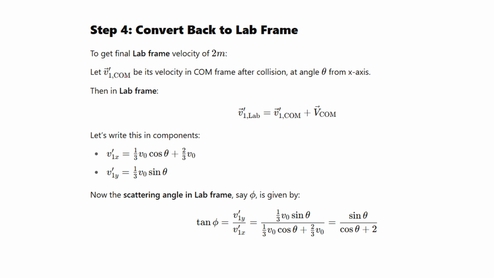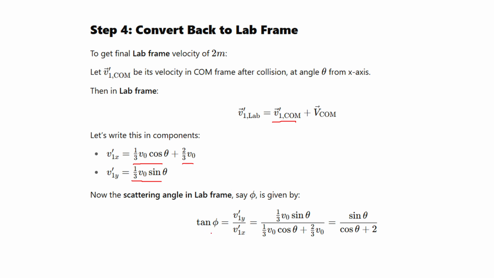Now in the center of mass frame we have calculated the magnitude and direction. So in lab frame, velocity of 1 in lab frame will be velocity of 1 with respect to center of mass plus velocity of center of mass. With respect to center of mass, in x direction this is 1/3 v0 cos theta, and velocity of center of mass was of course in x direction, that is 2/3 v0, and in y direction it is 1/3 v0 sin theta, and in y direction velocity of center of mass was 0. So net in x and y direction we have calculated the velocity.